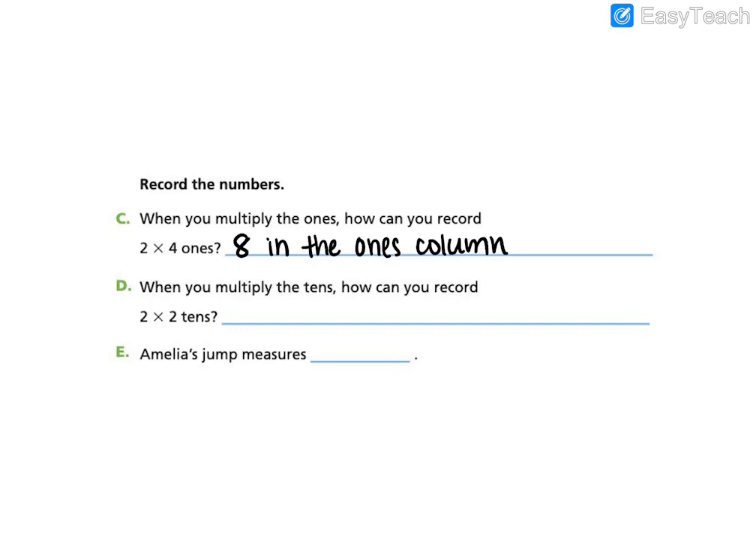Okay, same with our tens. How do we record 2 times 2 tens? We're showing 4 in the tens column. And what is that 4 in the tens column really? It's showing the 40 that we get with our 2 times 20. Okay, so it's not 4, right? It's not 2 times 2 is 4. It's 2 times 2 tens is 4 tens, or 2 times 20 is 40.